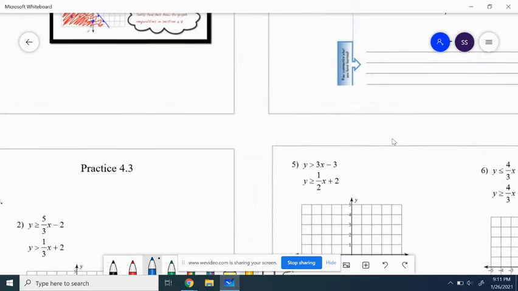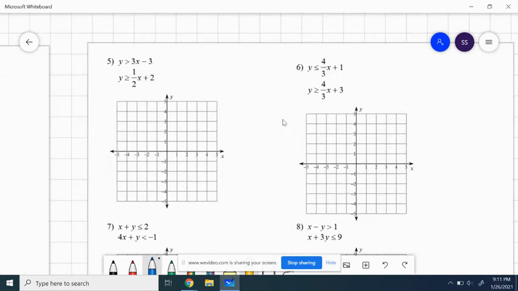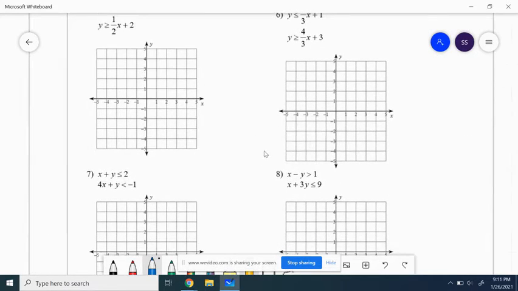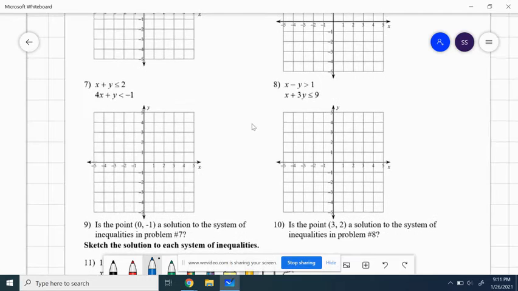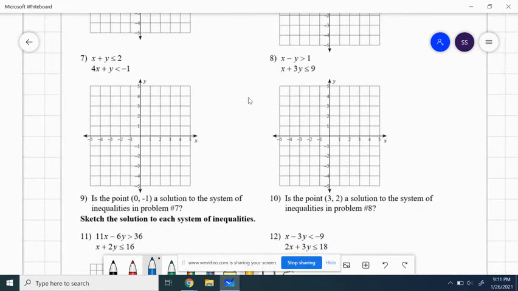Let's see if I can find something a little bit more difficult. 5 looks pretty easy, 6 looks easy. All right, 7 and 8, a little bit trickier. So you have to solve for y first. 7 still looks pretty easy. All you got to do is subtract the x on the first one and subtract 4x on the second one. Why don't I do number 8? It looks slightly more difficult.